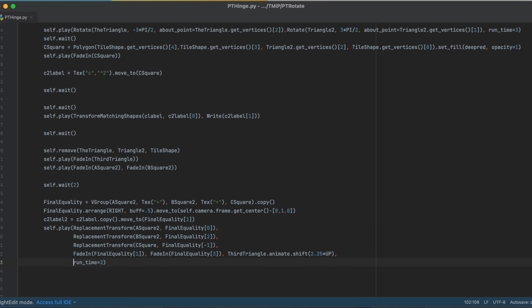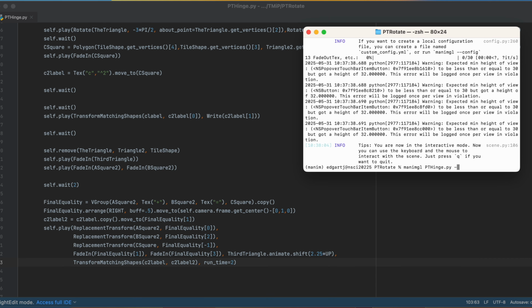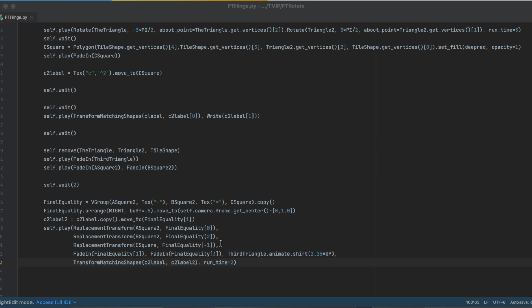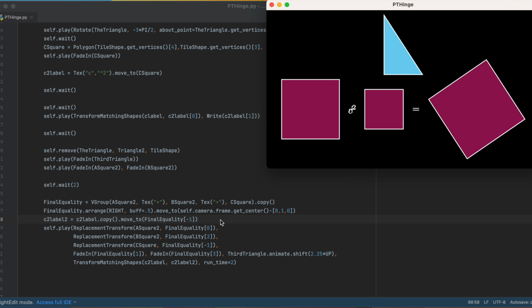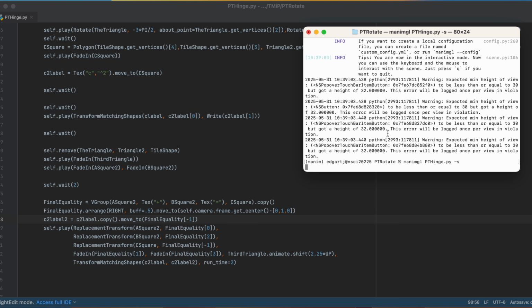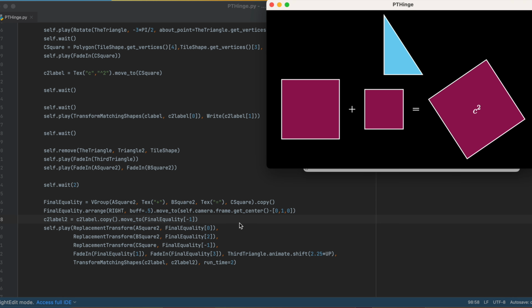And then I'm going to have to add that here, transform matching shapes, C2 label to C2 label to C2 label 2. And if I go look at just the end animation with any luck, okay, I got to go to final equality -1. So let's try that again. It was in the wrong place, but now with any luck, C squared ends up there.